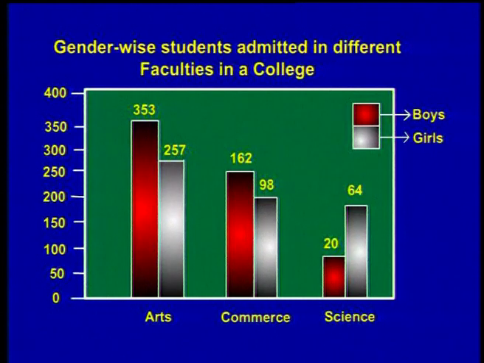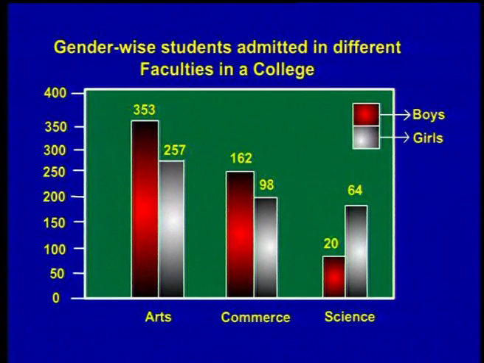From this one picture or one bar chart, you can generate as many as 10 to 15 different sentences. You could speak about the difference between the enrollment in sciences, where the number of boys are fewer than the number of girls. You have only 20 boys as against 64 girls in science. You could speak about the larger intake in commerce. There are 162 boys as against 98 girls. And you could speak on the whole about the enrollment in arts as compared to the enrollment in commerce and science.